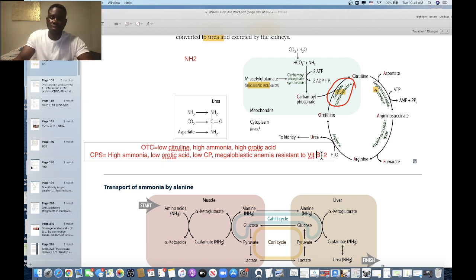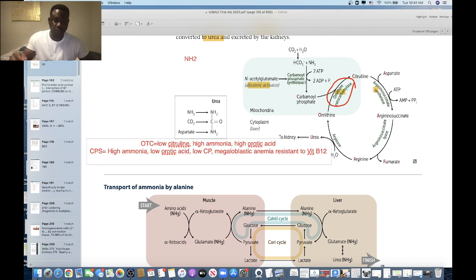Okay. Now, the next enzyme deficiency that we want to compare this to is orotic aciduria itself. So that's the third one that we want to compare it to. If you know these things, then you are good. So in orotic aciduria, if you want to remember it, let's see.